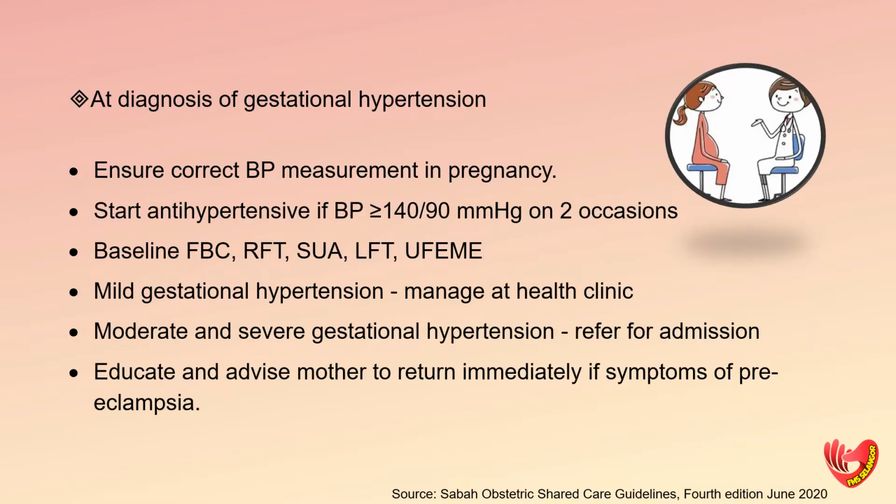At the diagnosis of gestational hypertension, we must first ensure that correct blood pressure measurement was conducted. If the blood pressure is more than 140/90 on 2 different occasions, then an antihypertensive is indicated. A baseline PE profile should be done in addition to the urine FEME. If the mother has mild gestational hypertension, then she can be managed at the HELLP clinic. However, moderate and severe gestational hypertension are indications for referral. Let's not forget to educate and advise mother to return immediately if she has symptoms of preeclampsia.